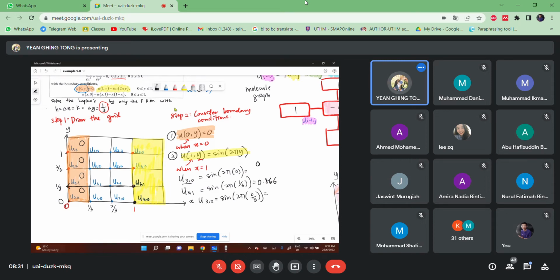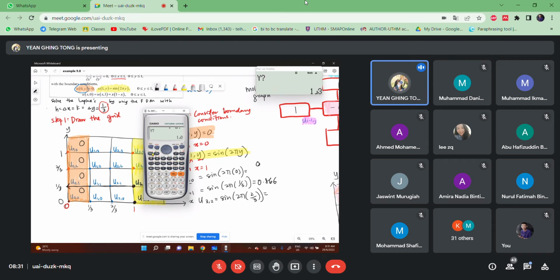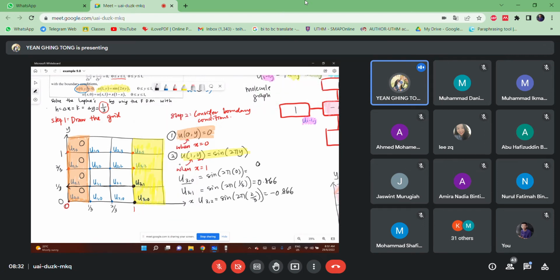Calculate 2/3, and you get negative 0.866. So here is 0, here is 0.866, and here is negative 0.866. If you don't want to do it one by one like this, you can use the table.